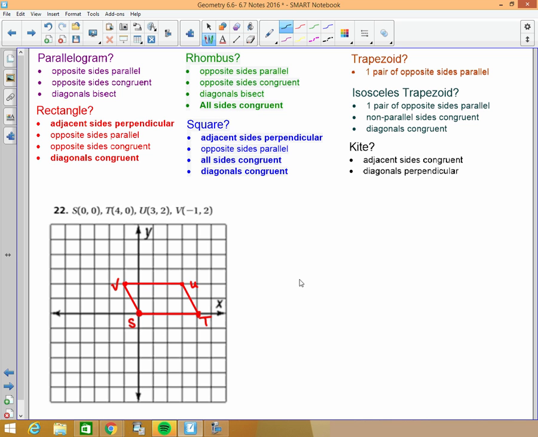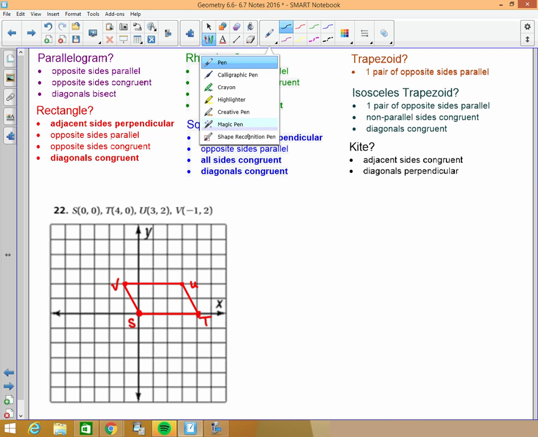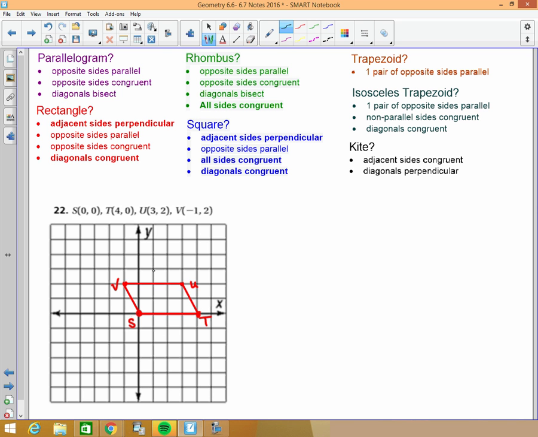The first thing I would do is to go ahead and choose which one you think it's going to be based on its appearance. So if I graph this right here, based on its appearance, what do you think it's going to be? It's probably going to be a parallelogram, right? It looks like it has two pairs of parallel sides, and it doesn't look like they're congruent, does it? However, 6.7 is all about not what you know, but what you can prove or justify. So we've got to use mathematics to prove. These are the things that we would have to prove in order to say it's a parallelogram.